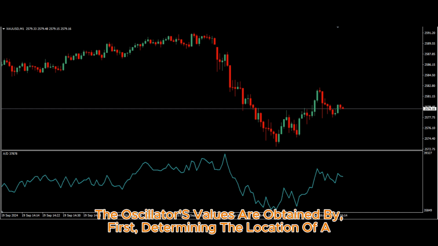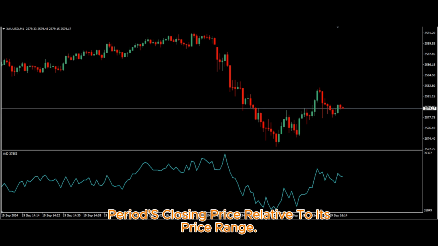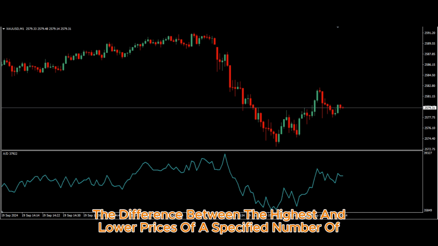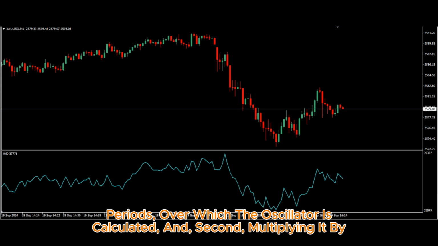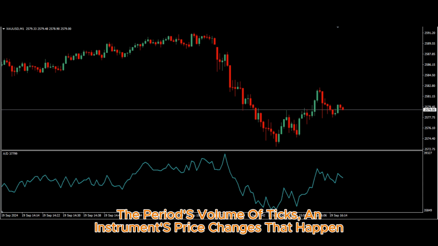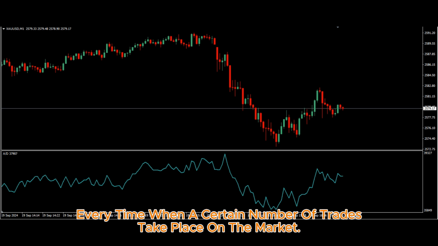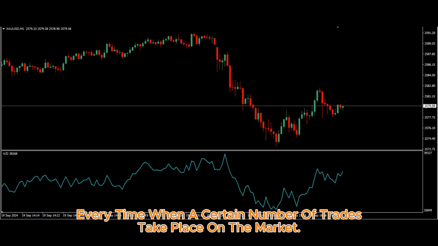a line. The oscillator's values are obtained by, first, determining the location of a period's closing price relative to its price range, the difference between the highest and lowest prices of a specified number of periods over which the oscillator is calculated, and second, multiplying it by the period's volume of ticks. An instrument's price changes every time a certain number of trades take place on the market.